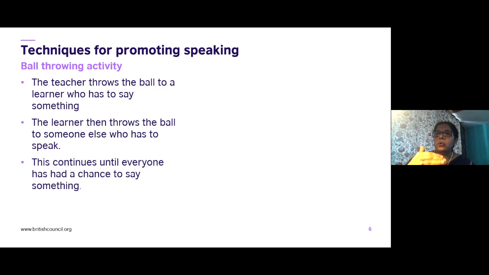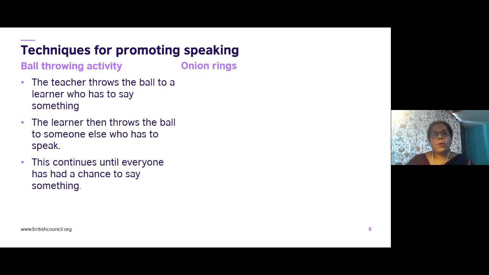So as the teacher throws the ball to a student, student one first responds, student one throws the ball to student two, and she gives her response, and so on and so forth, until everyone in the class has had a chance to say something about it.